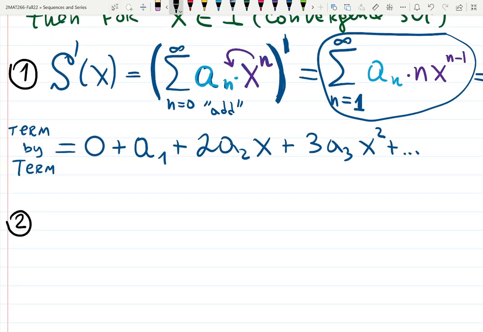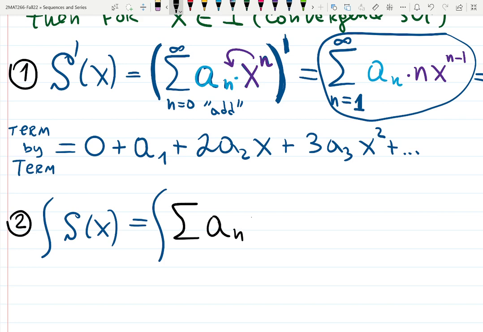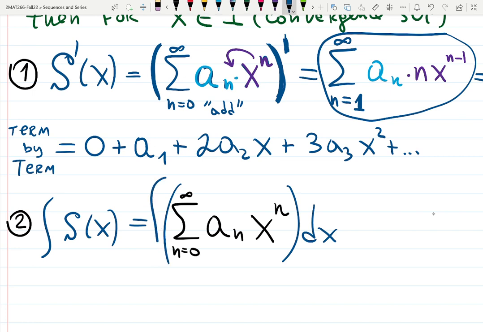Okay, if we learn how to differentiate, then let's integrate. Integral, let's do indefinite integral first of s of x. We're integrating the sum a sub n x to the n, n is from 0 to infinity. And then we also need dx. So you can put parentheses if you want, but actually you don't have to. There's no restrictions on that.